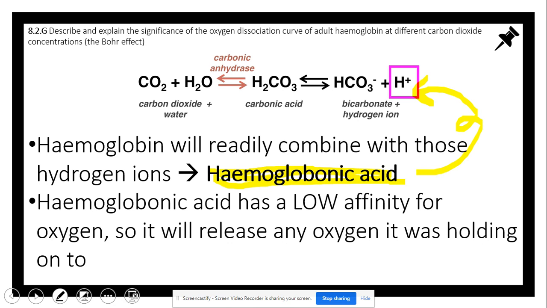So hemoglobin will readily combine with the hydrogen ions, gives you hemoglobinic acid. Hemoglobinic acid has a low affinity for oxygen. Affinity is a measure of how likely you are to grab onto and hold onto something. I have a high affinity for double stuffed Oreos, less of an affinity for Brussels sprouts. So hemoglobinic acid has a low affinity for oxygen. So if it happens to have any oxygen, it's probably going to let go of it once it becomes hemoglobinic acid.